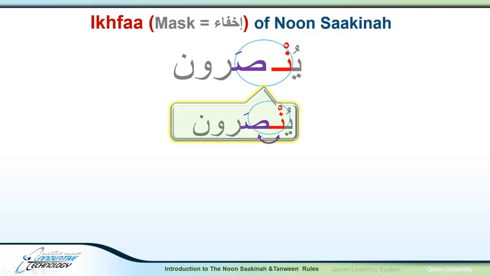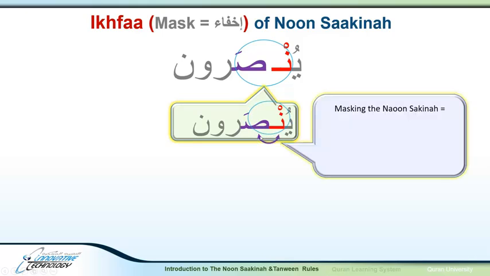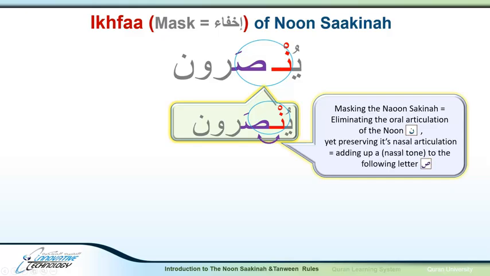Basically there is something new here. We're going to mask the Nun Sakinah, eliminating the oral articulation of the Nun. So the Nun has, remember, double articulation, one from the mouth, oral, and the second from the nasal passages, nasal. So the oral articulation would be totally eliminated, while we preserve the nasal articulation, adding it like a nasal tone to the following letter, which is the sad.